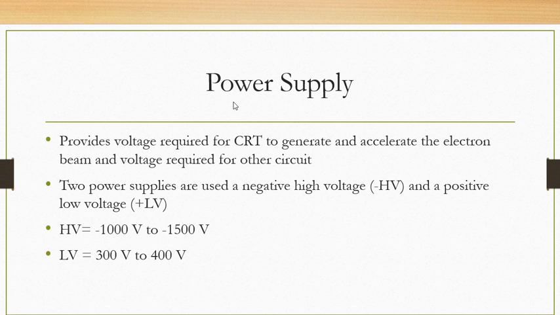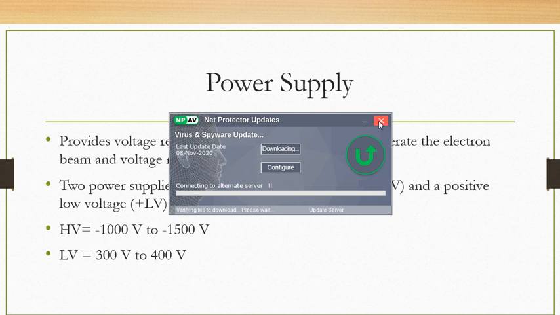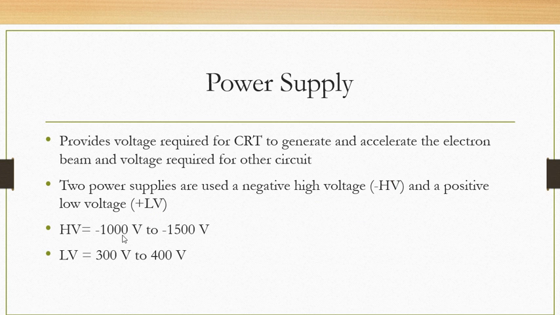Now we will talk about the two power supplies which are mainly used: a negative high voltage and a positive low voltage. This negative high voltage is given by minus HV and the positive low voltage is given by positive LV. Here, just keep this range in your minds.